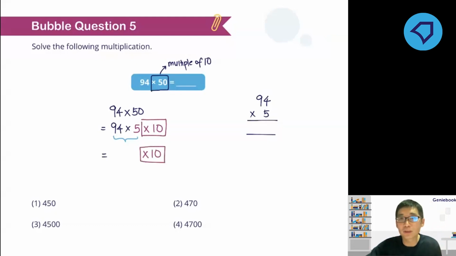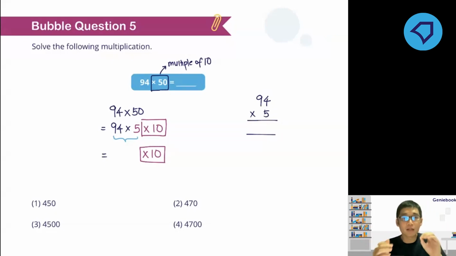Okay, so I'm going to launch this bubble question. You have 1 minute and your time begins now. Do not forget to multiply by the 10 after that. After you have gotten 94 times 5 and the answer, make sure you multiply that answer by 10.